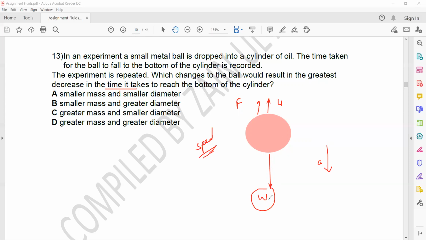So what we should do is increase the weight. And how can we increase the weight? By increasing the mass. So we will use a greater mass. So either C or D will be the answer. Then we want to decrease the viscous drag force on a spherical object, which equals 6 pi eta r v. If I reduce the diameter, the viscous drag will also decrease. So I will decrease the upward force and increase the downward force, so it will move at a higher speed or greater acceleration. That is why C is the right answer for this.